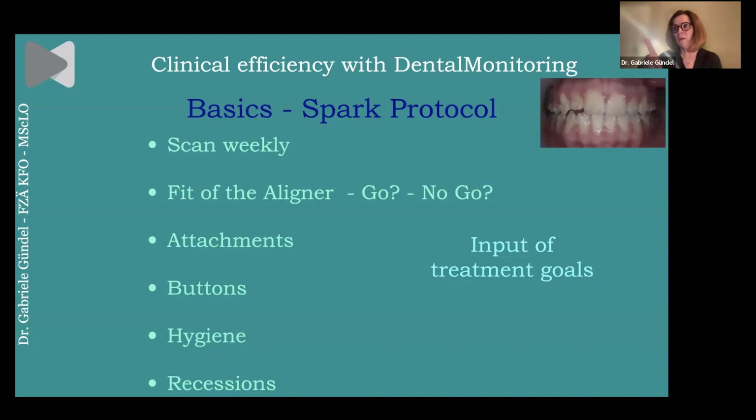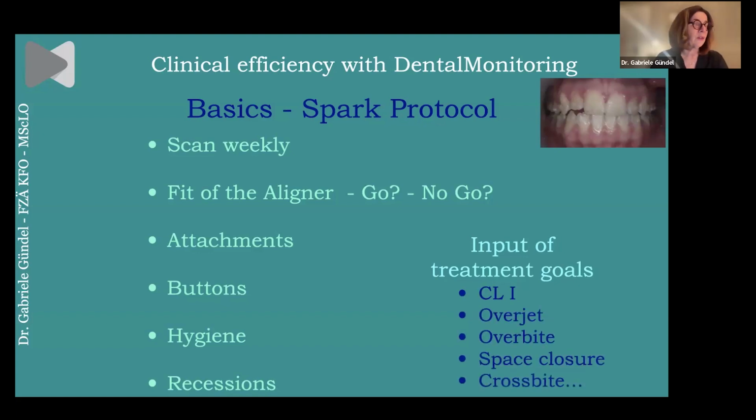And I can follow the weekly scans and I can determine the time when a recession starts to develop. And then we have to react very, very quickly, not to wait until the patient is coming back after 8, 10, or 12 weeks. As I mentioned before, there's a possibility to make an input of treatment goals. For example, class 1, the overjet, the overbite, space closure, crossbites, or other things. You can define a lot of things which you can control.